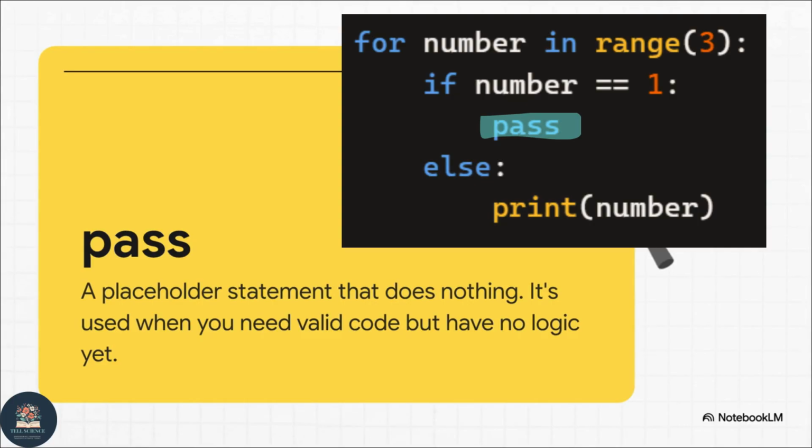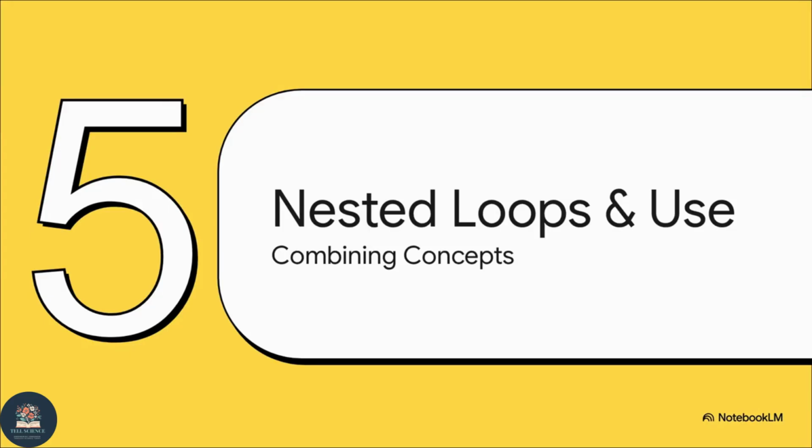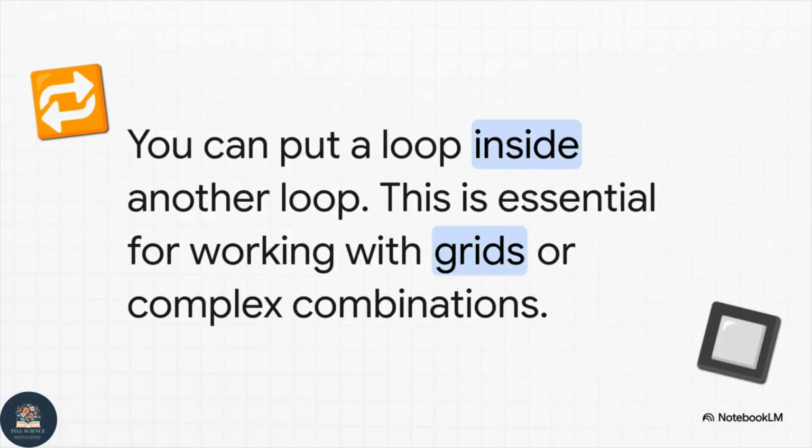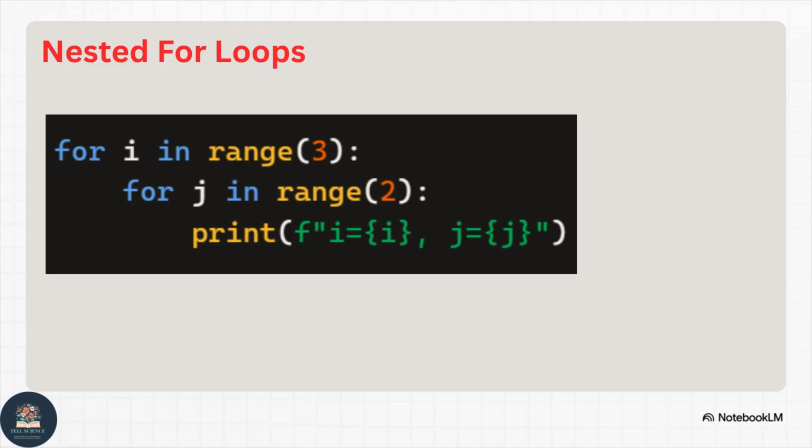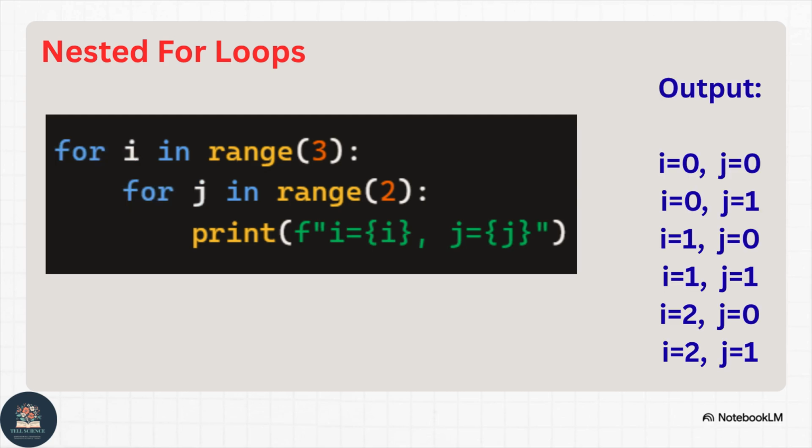It's super handy. All right, time to put all the pieces together. This is where the magic really happens, when we combine loops and control statements to start solving more interesting and complex problems. You can actually put a loop inside of another loop. We call these nested loops. And the way they work is for every single time the outer loop runs, that's our i loop, the entire inner loop, our j loop, will run from start to finish. This is an absolute must-know for working with things like grids or combinations.